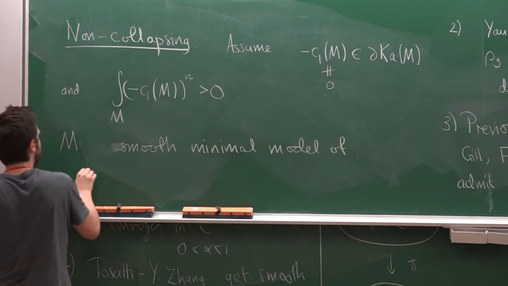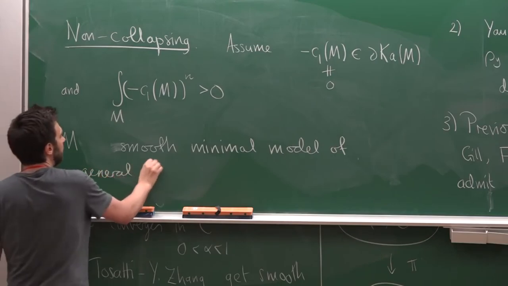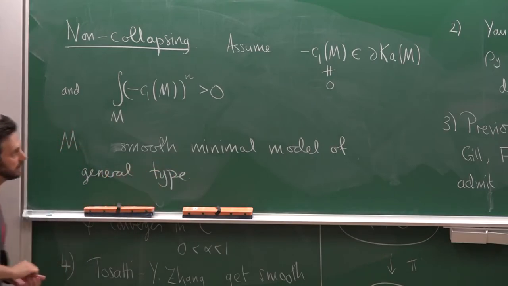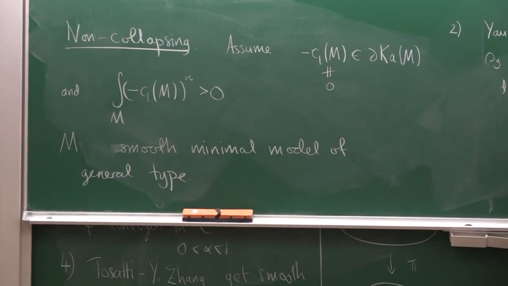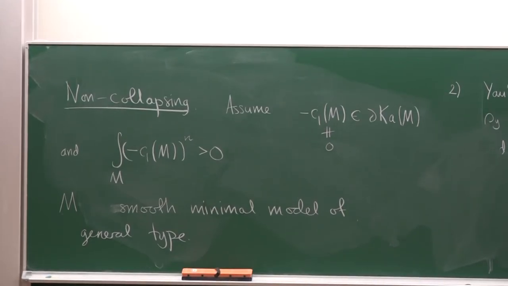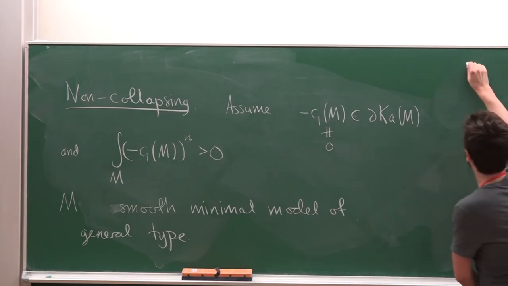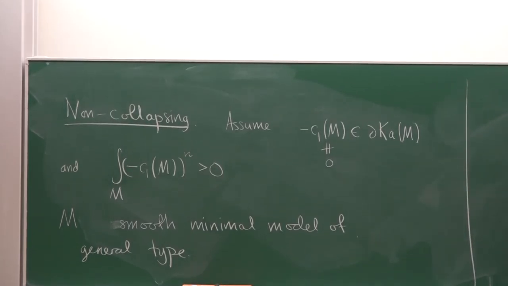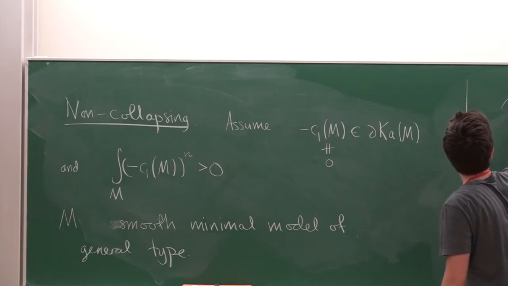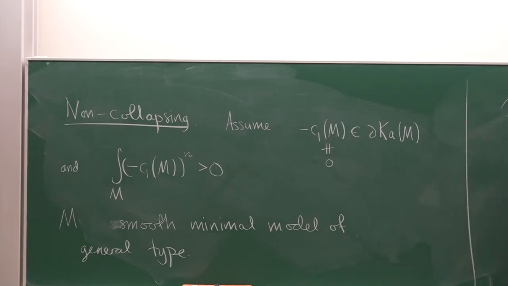And this setting has been considered a while ago by Tsuji. Let me remind you what the result is. In the, I don't know, perhaps the 90s, I think, Tsuji proved the following, and then some parts of the proof were clarified by Tian and Zhang. But Tsuji, and Tian and Zhang.